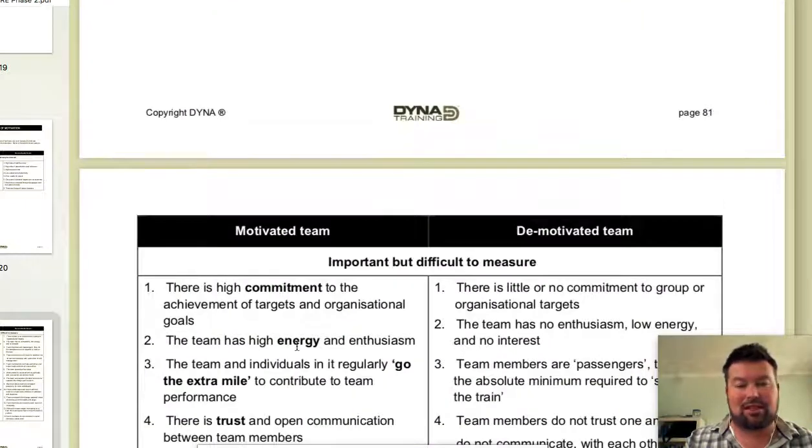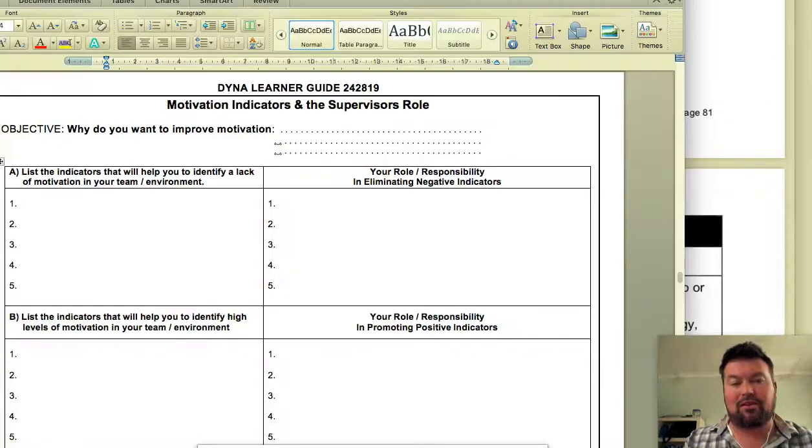Okay, so what you'll see is if you go to your portfolio of evidence, there'll be space for five of them. So what shows you that there is a lack of motivation? You would go to that chart and you would look at five things that show that there is low motivation. So you would list those. Then you would tell me, how do you try and get rid of those things?